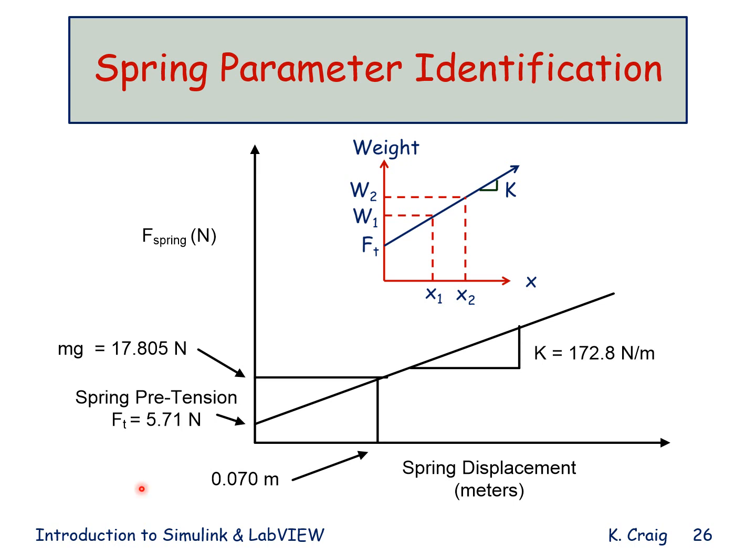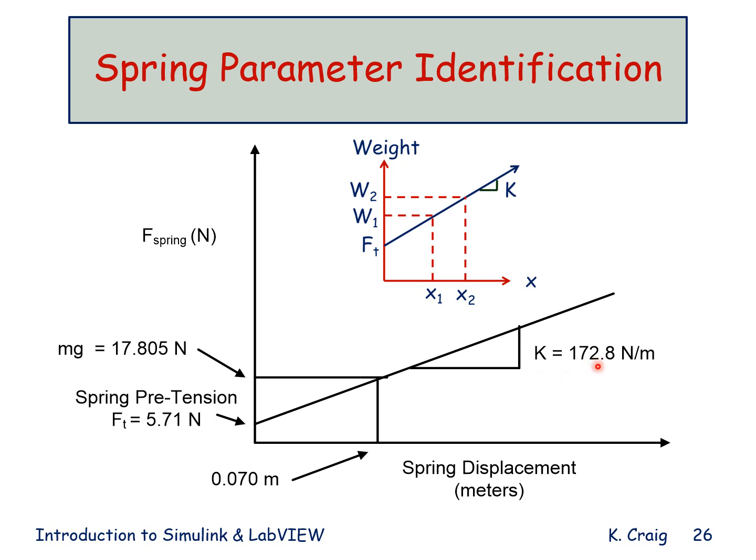In order to determine the spring constant and the pretension in the spring, we perform 2 simple experiments. We hang a weight from the spring and note its displacement. We hang a second weight from the spring and note its displacement. We assume linear behavior, straight line behavior, and we draw a straight line connecting those 2 points. The slope of the line is our spring constant. The intersection of the line with the vertical weight axis is our pretension. I show the results of that test here.